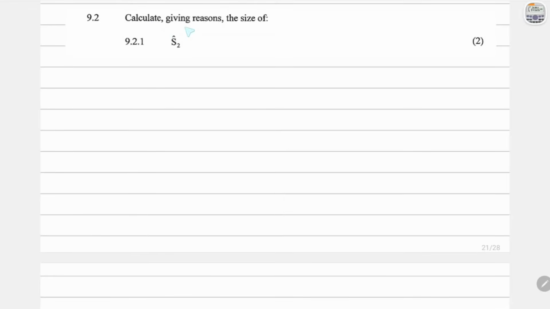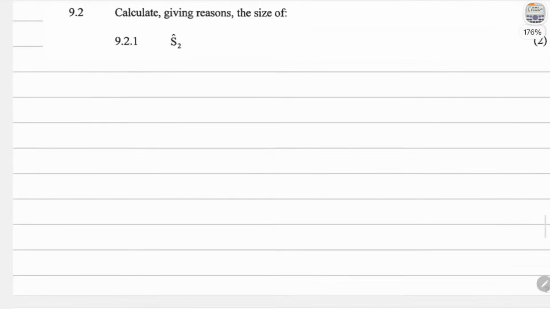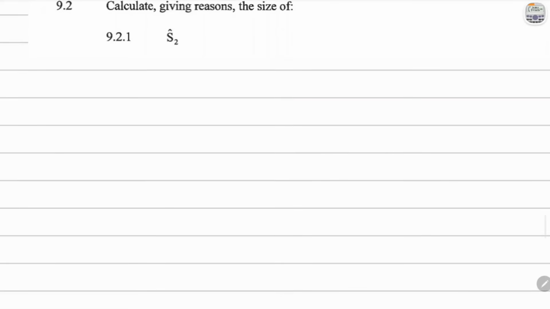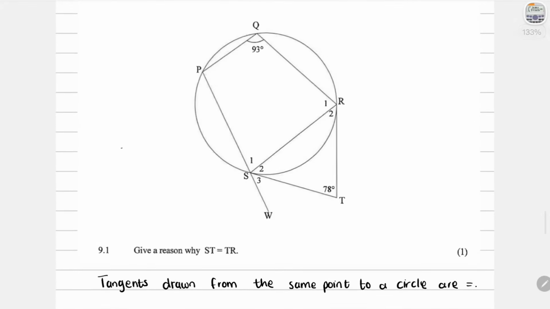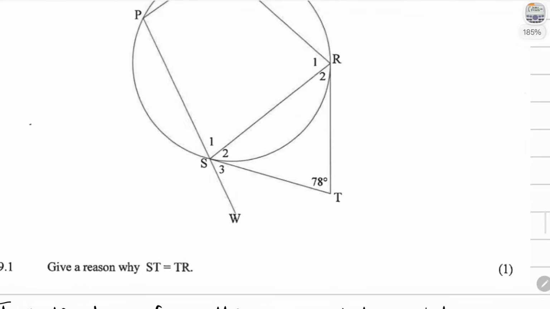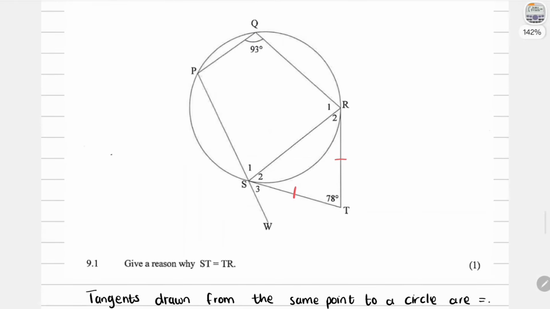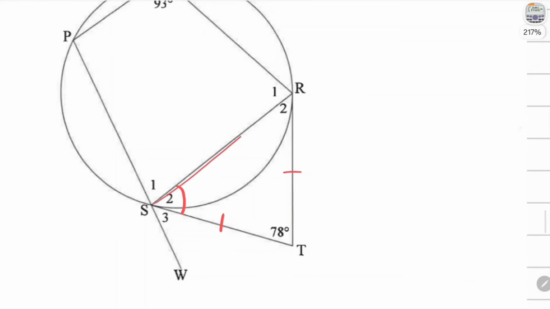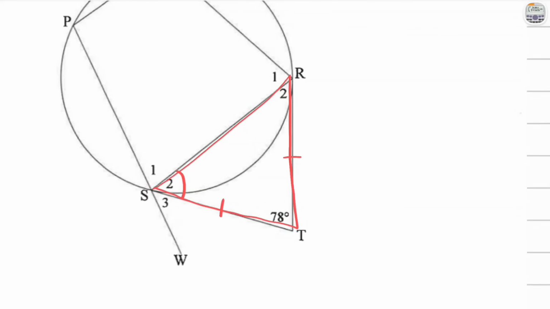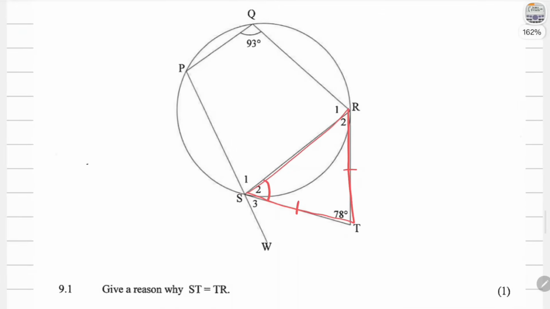Question 9.2 says, calculate, giving reasons, the size of, and the first one we need to find is the size of angle S2. So where's angle S2? Now remember, we already know that ST and TR are equal, so we put that there so we don't forget it. They need us to find angle S2, which is this angle over here. Now we have an isosceles triangle since those two tangents are equal. Since we have an isosceles triangle, we can use the sum of angles in the triangle to find this. So we're adding angle S2, angle R2, and 78 degrees, and they give us 180 degrees.